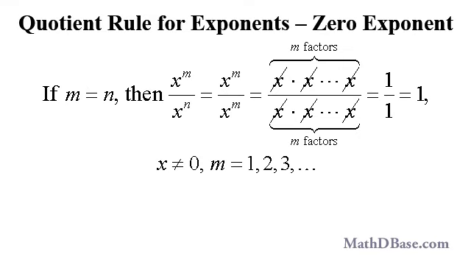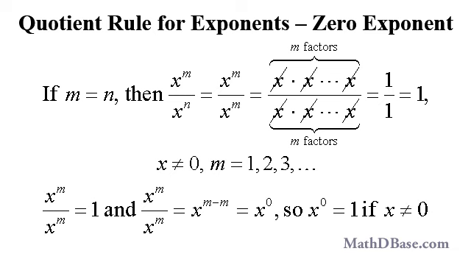In the quotient rule for exponents, if the exponents of the numerator and denominator are the same, then the value of the quotient is always 1, because the same number of factors of the same base will completely cancel. The value of the exponent in the numerator and denominator is the same, so when we apply the quotient rule, we get x to the m minus m, or x to the 0th power. Since we already saw that x to the m over x to the m is equal to 1, provided that x is not equal to 0, that means x to the 0th power is also equal to 1, provided that x is not equal to 0.